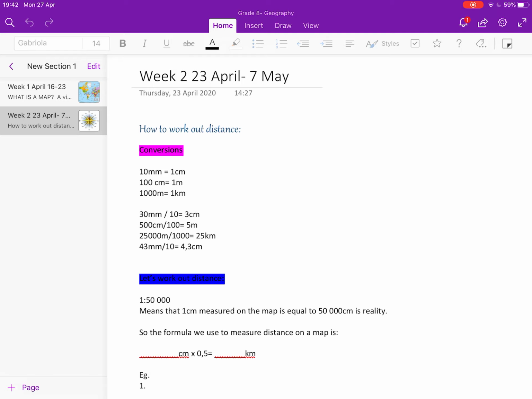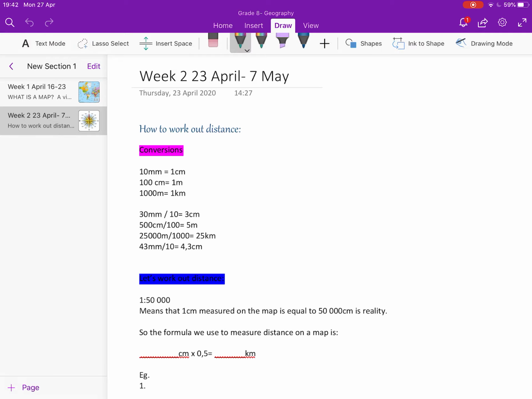Now last week we looked at the features on a map. So we looked at a map title, we looked at a scale, we looked at different types of scales that we get, and those are all very important to look at when we're going to interpret a map. So next we are going to look a little bit at conversions and how we can convert from one unit to the next, and also then we're going to learn how to work out distance and how to work out direction.